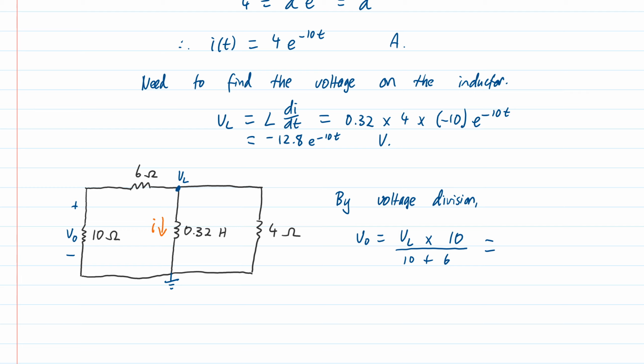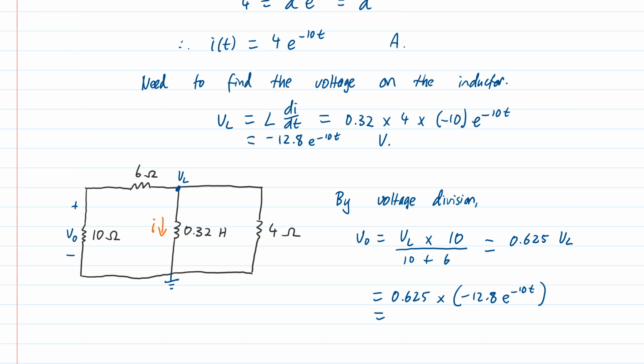So I'll combine all of these numbers together. That's 10 divided by 16, which is 0.625 times VL. Let's sub in what we know about VL. From above, I'll write this out with a multiply sign to make it clear, VL is negative 12.8 e to the minus 10t.